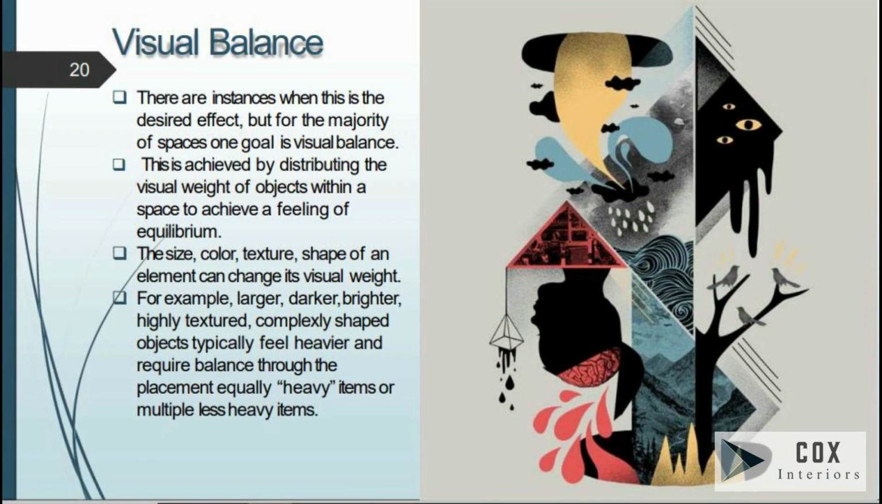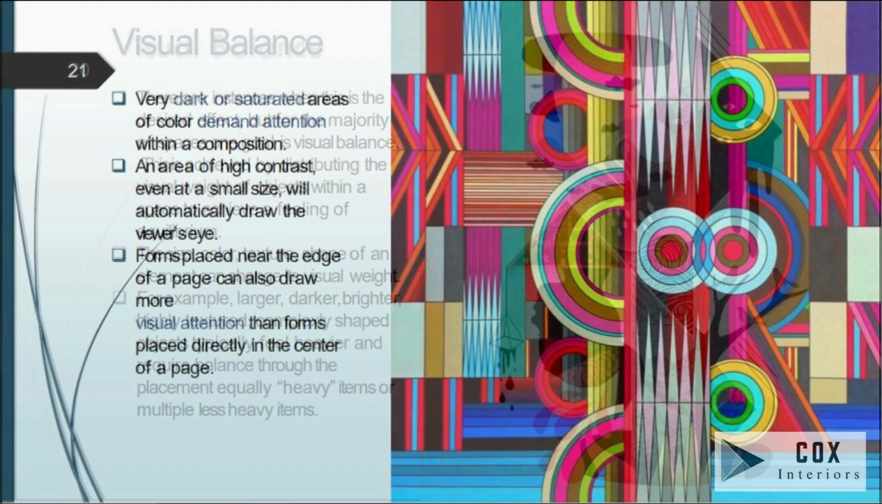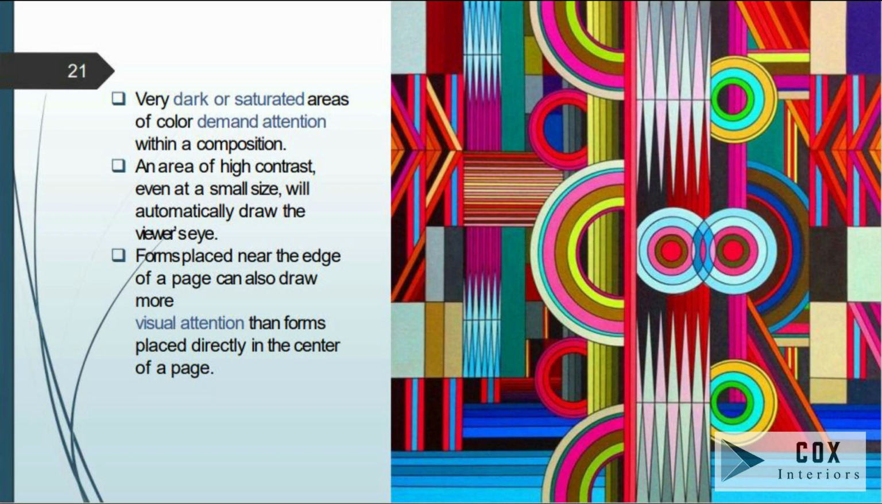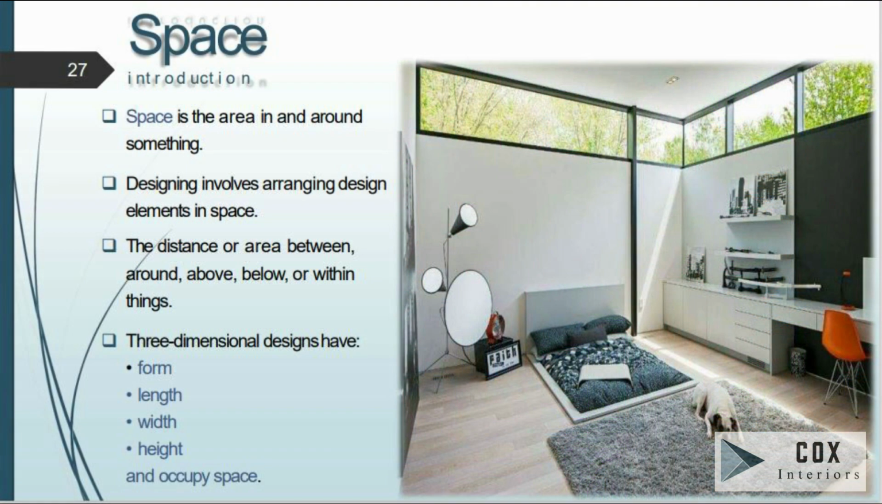Visual balance is important in interior design because it creates a sense of comfort and stability in a space. When elements are arranged in a visually pleasing and balanced way, the space feels more harmonious and inviting. Let's talk about another principle of design.